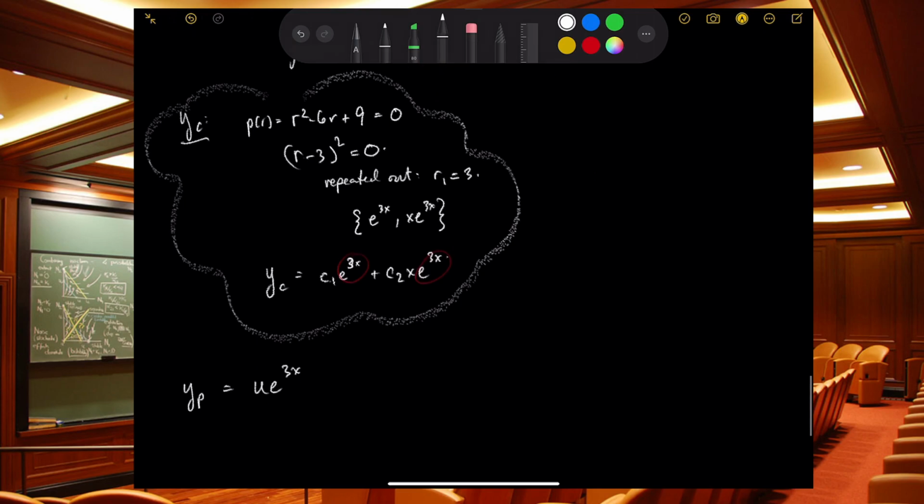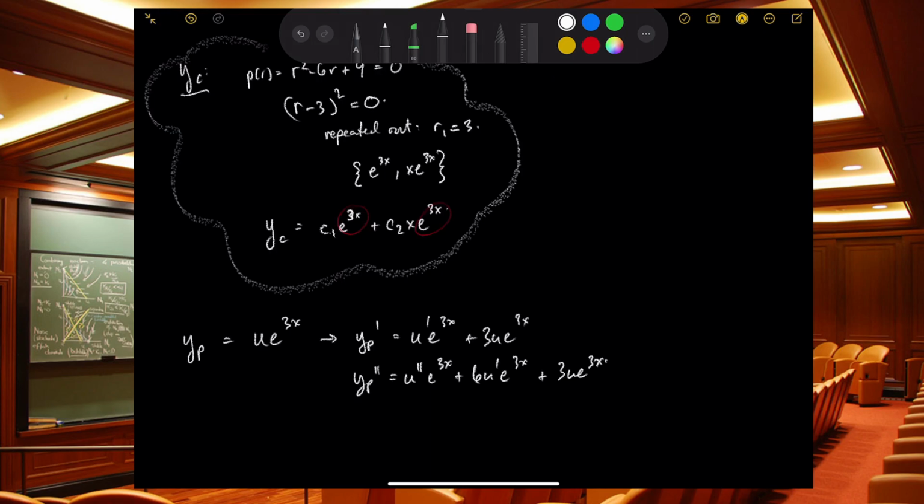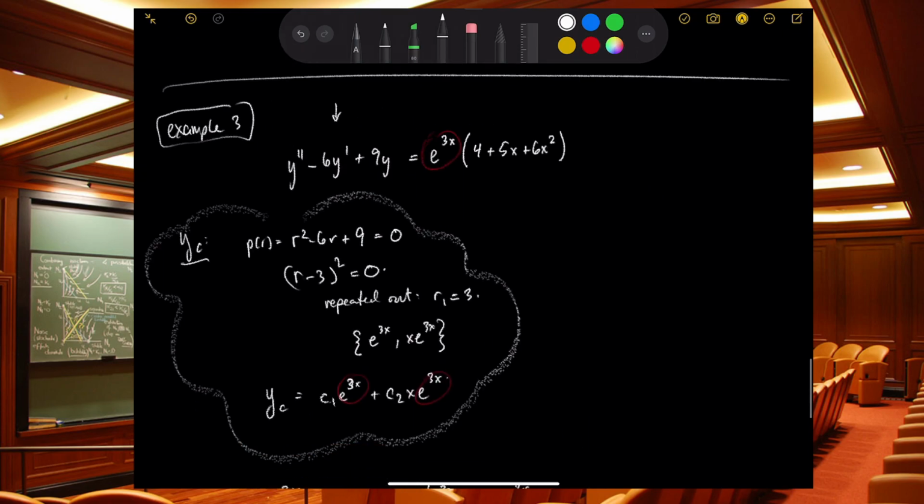And then from here, we'll get y_p prime must be u prime e to the 3x plus 3u e to the 3x. y_p double prime is this here, so u double prime e to the 3x plus 6u prime again, plus 9u e to the 3x. There should be a 9 here. All right, so we've got y_p prime, y_p double prime, and y_p. So let's throw these back into our initial DE.